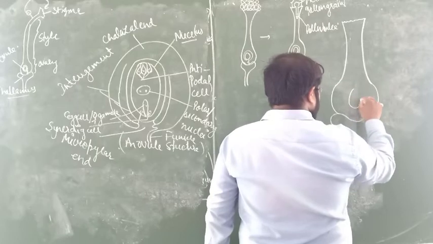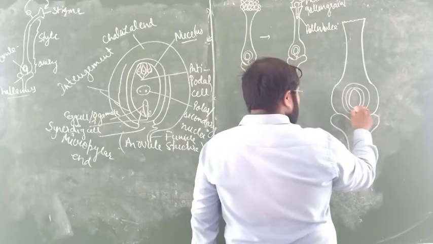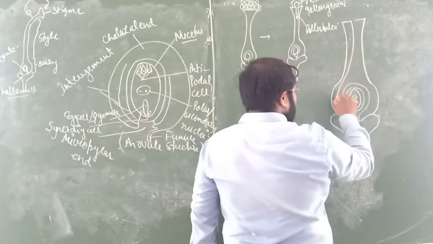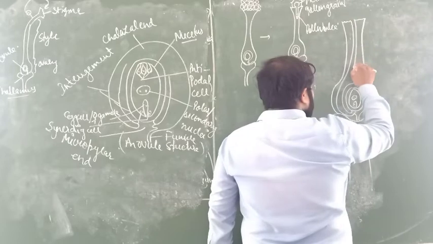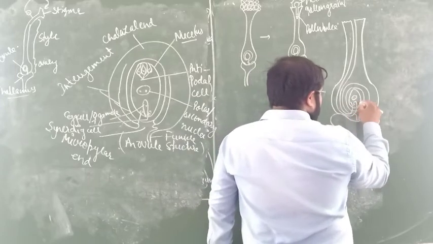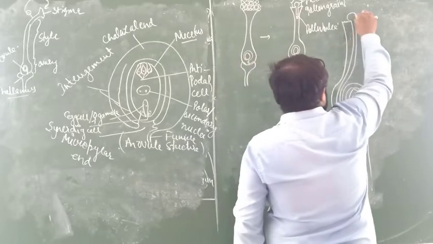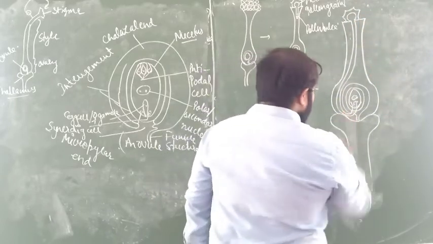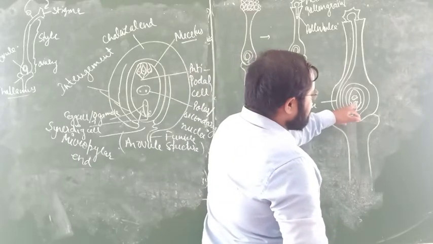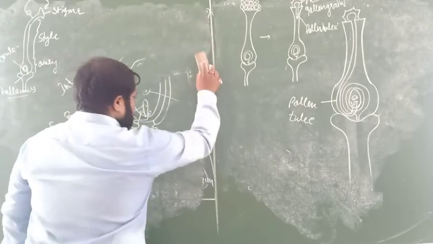Suppose here is the structure of an ovule. The pollen grain which entered here is just entering the micropylar end. The first male gamete fuses with the female gamete, and the second one fuses with the secondary nucleus. First, this one is the pollen tube.